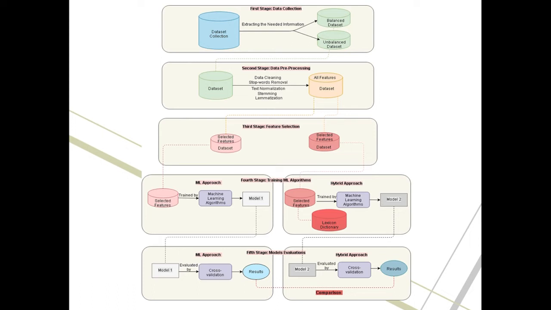The third stage is feature selection, where we select the features to be used in the next stage, which is training the machine learning algorithm. In this stage, we provide the machine learning model with the training data to learn from it. And the last stage is the model evaluation stage. In the next few slides, we will discuss more about each stage.